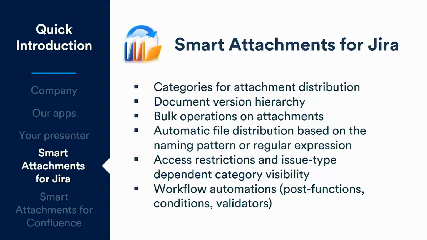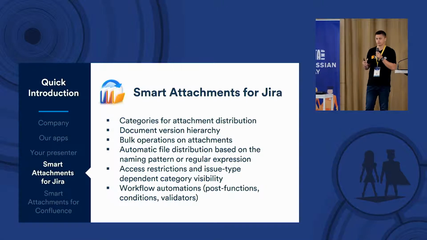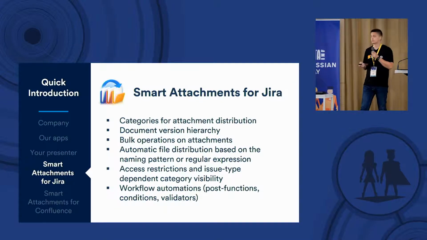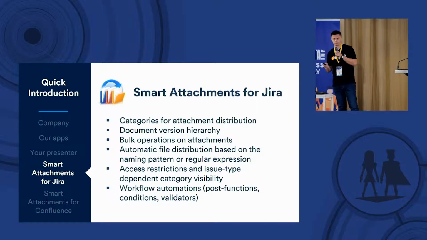Okay. Here is a quick overview of the capabilities of smart attachments for Jira, just to help you understand what it provides. You can create categories within issues, you can keep document revisions in a hierarchy in Jira issues, and you can perform bulk operations which are not already available in Jira. You can also use automatic file distribution to place files into specific categories based on a naming pattern or regular expression. Additionally, you can set access restrictions for each category, so only a limited number of users will be able to view these files.